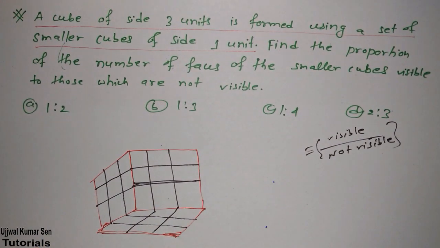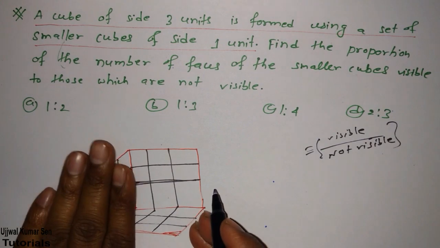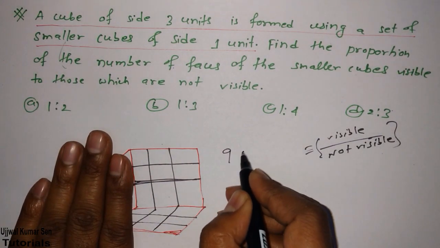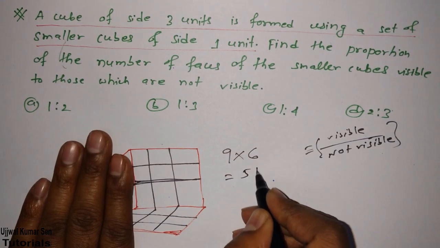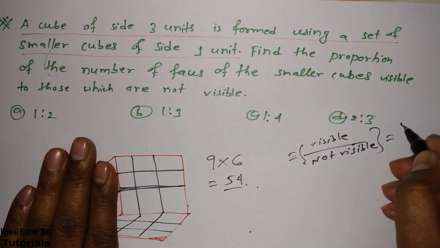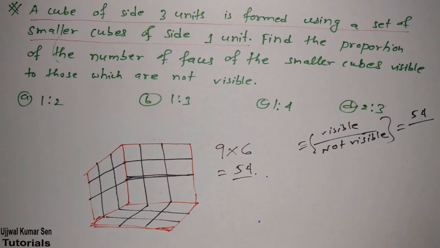Now we need to understand one thing: how many faces are visible. Okay, so from one side you can see how many faces are visible, 9. So in a cube we have 6 faces, 6 sides. So 9 multiplied by 6, 54 faces are visible. So we can write here 54. If anyhow we can find out how many faces are not visible, then we can find out the answer of this question. So now what is the main challenging part? That is to find out how many faces are not visible.